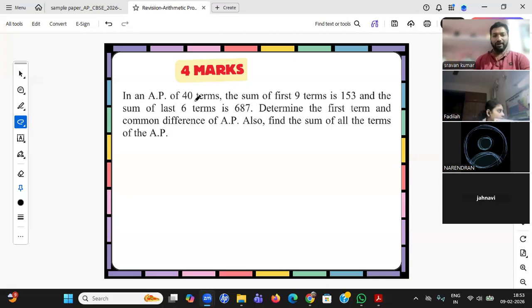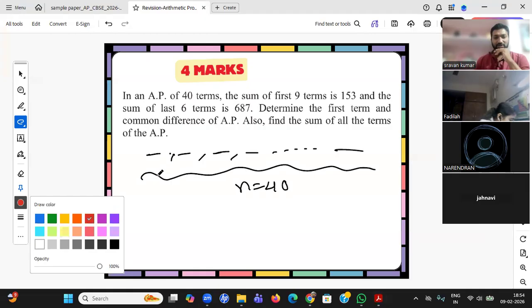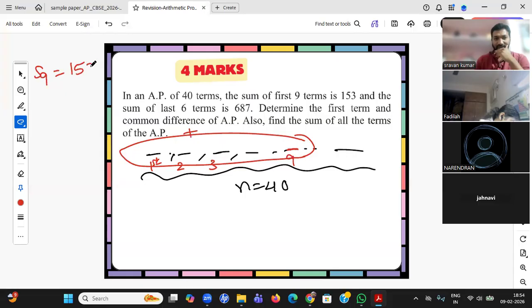In an AP of 40 terms, the sum of first 9 terms. So in an AP, that fellow has 40 terms. What does that mean, students? Total n equal to 40. Try to understand questions like this. The sum of first 9 terms, so first term, second term, third term, up to 9 terms. The sum of first 9 terms, S9, he has given as 153.